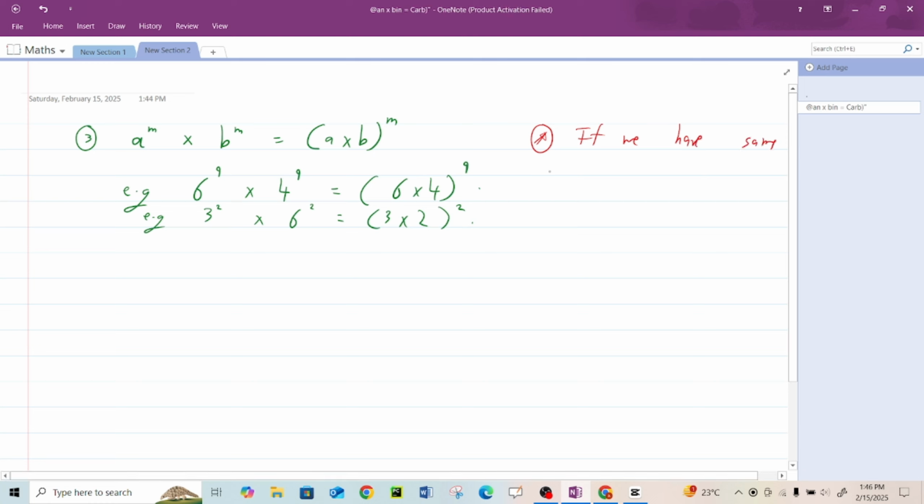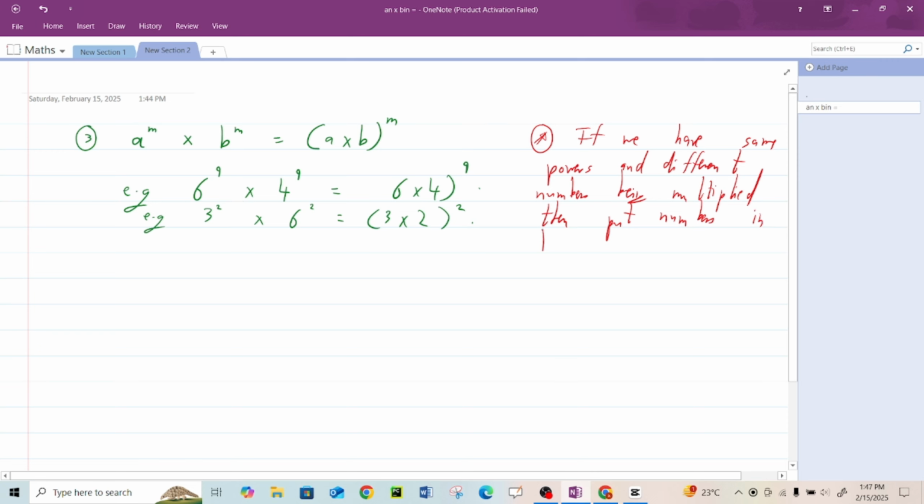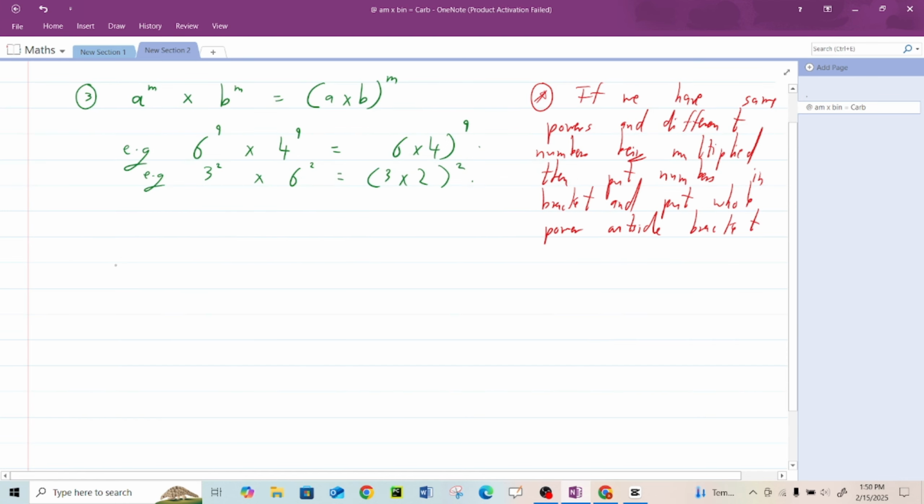If we have the same power and different numbers being multiplied, then put the numbers in a bracket and put the whole power outside the bracket. Outside the bracket.